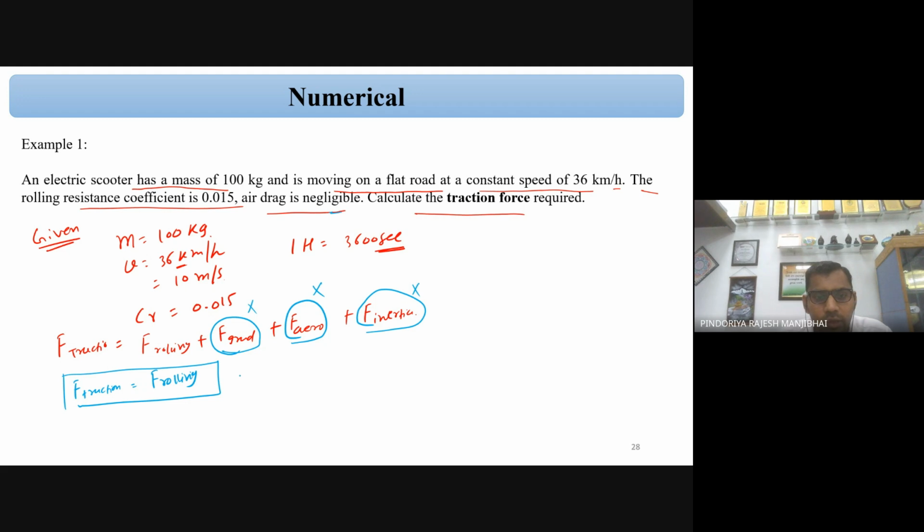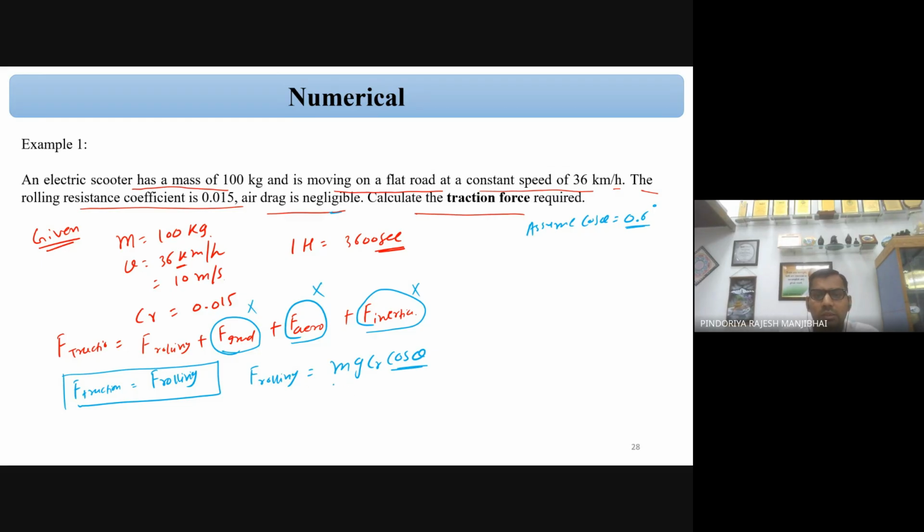So the formula for F rolling is mgCr cos theta. Cos theta is missing in this question, so we can assume cos theta equal to maybe 0.5, maybe 0.6. Correct? So we can assume cos theta is equal to 0.6.